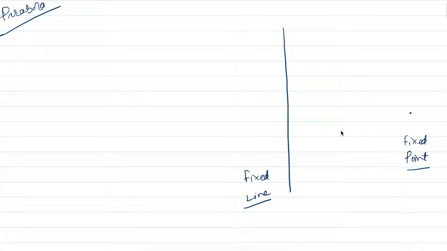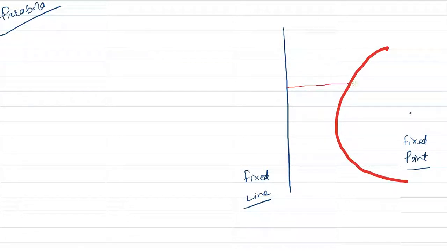It is the locus, or I can say the collection of all the points in this plane, such that the distance from the fixed line and the distance from the fixed point is always equal. Let's say that we have a figure, and all the points are like this. If this is the parabola, then this distance should be equal to this distance.